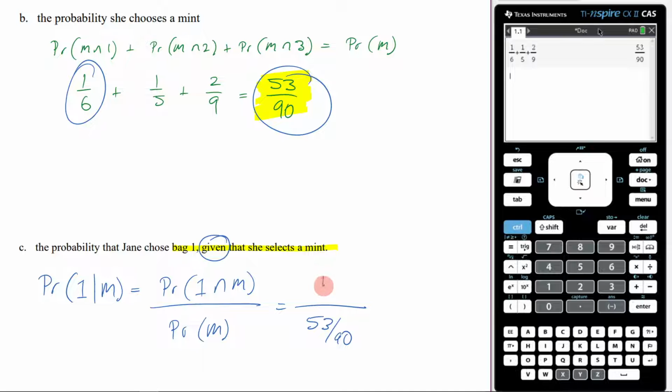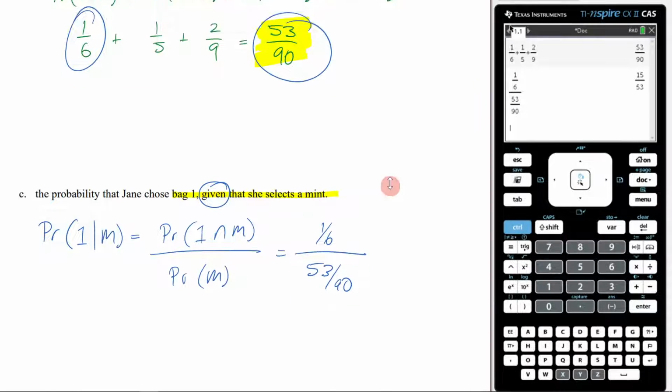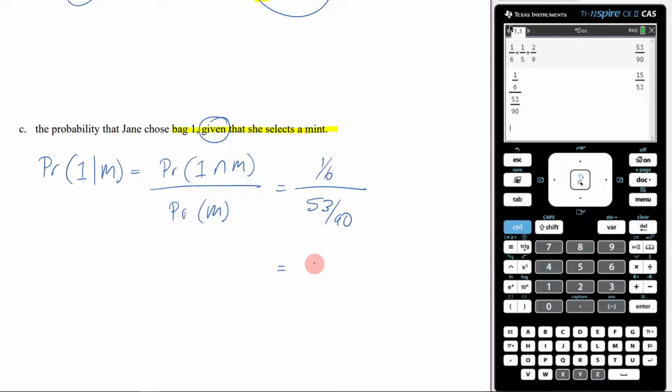That's 1 on 6. So we just come up here now and we're going to go control divide 1 on 6 divided by, and you could even just take this straight out, put it there, hit enter, and we're going to get that answer right there. So what we're going to get here is, drum roll, 15 on 53. That's going to be our answer. So hopefully that makes sense on how to get those answers, and I'll see you later.